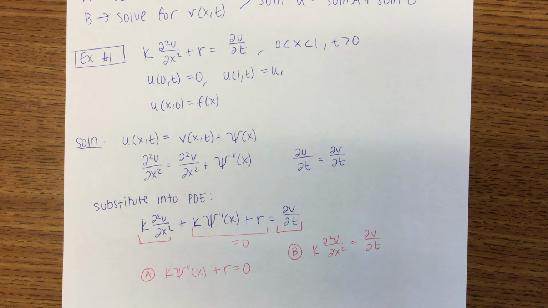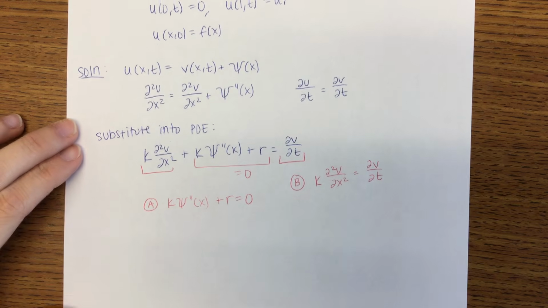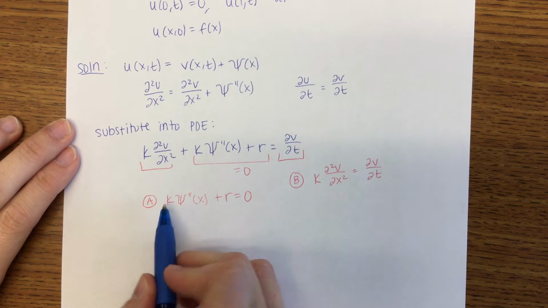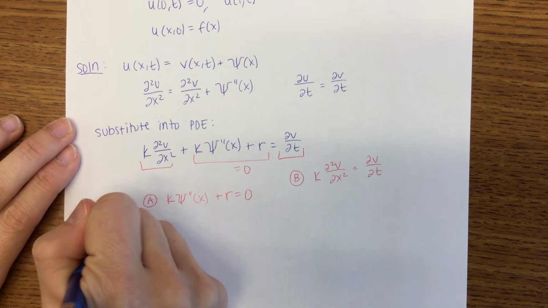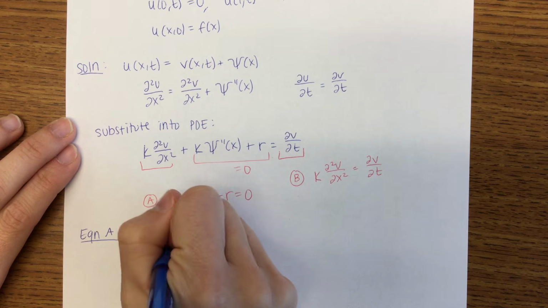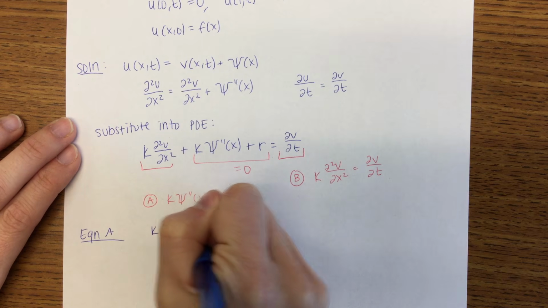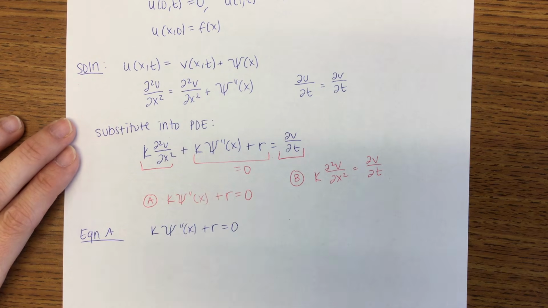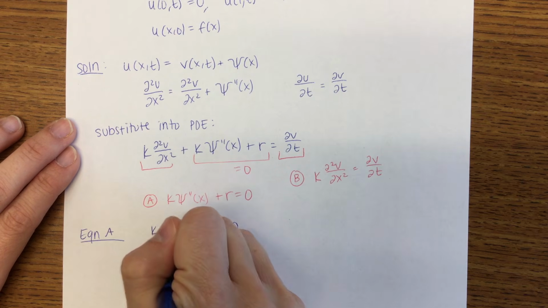So we're going to have to solve both of those. Eventually we'll go back to the conditions and figure out what conditions we're using to find constants. But ultimately these are the two equations we're going to need to solve. A is easier to solve, so I'm going to start with that one. This one you're just going to be able to integrate. So get psi alone.